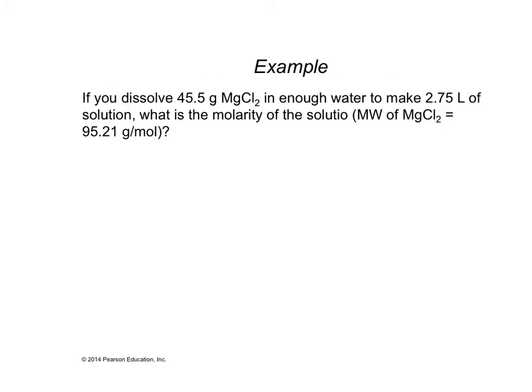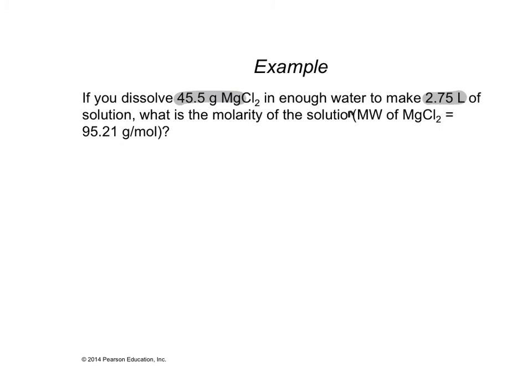Okay, let's go over an example where we do some calculations with this. Then there's probably a problem that I'll let you do next. Let's say that we have 45.5 grams of magnesium chloride, and we are dissolving it in enough water to make 2.75 liters of solution. They want to know the molarity of the solution. And they spell solution correctly with the N.